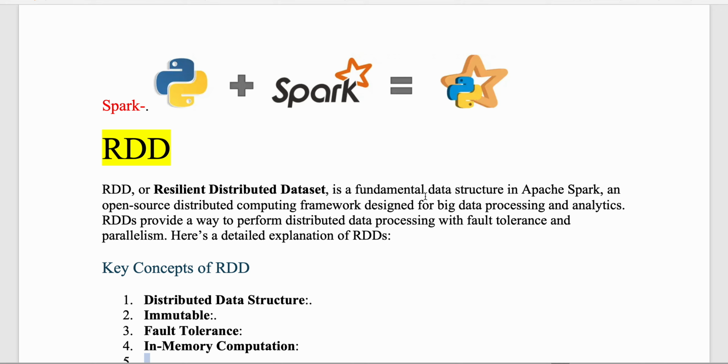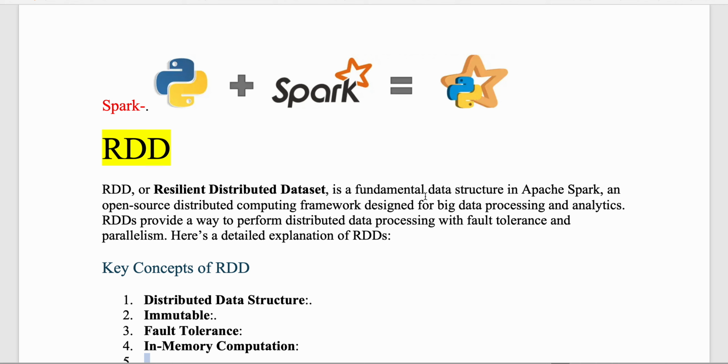Then third is fault tolerance. RDD automatically recovers from failures. How? If at a certain point of time an RDD fails, then based on the lineage information, it will recompute the lost data. That is one of the advantages of RDD. If some loss happens, it will go back, check the lineage information, and then do the recomputation again.